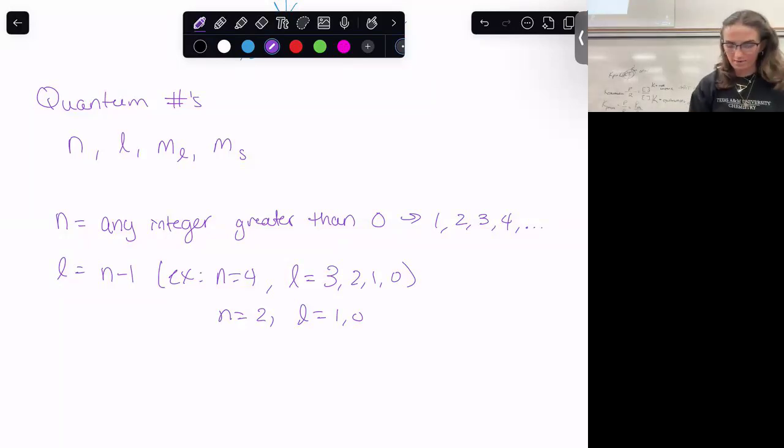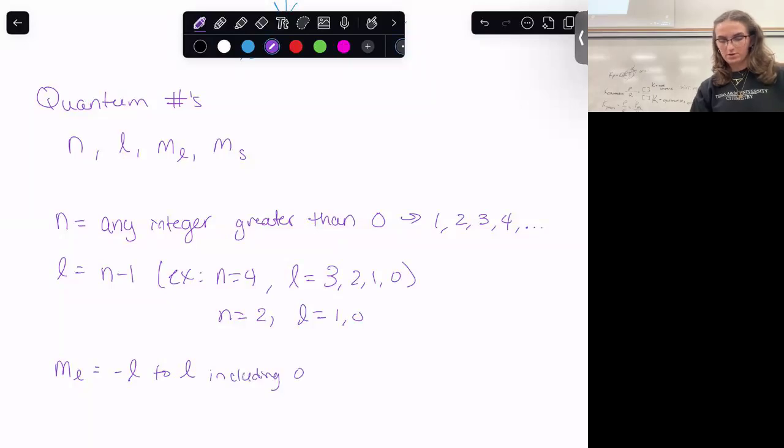That's just a good way to remember it as well. Okay, and then if you have M sub L, what are those rules there? You can go from the negative version of that number to the positive version. Perfect. So you can have negative L to L, and this is including 0. So if L is equal to 3, M sub L can be -3, -2, -1, 0, 1, 2, 3.